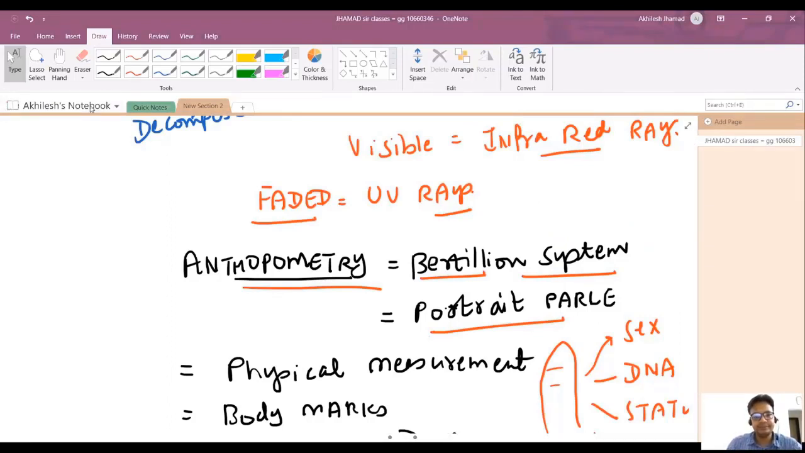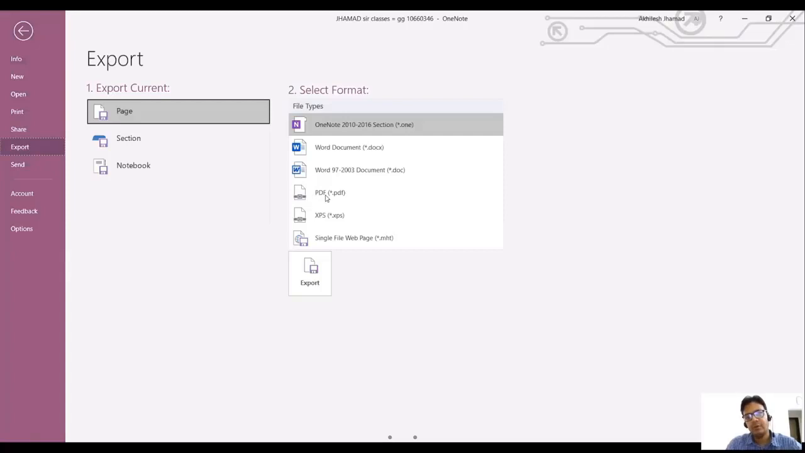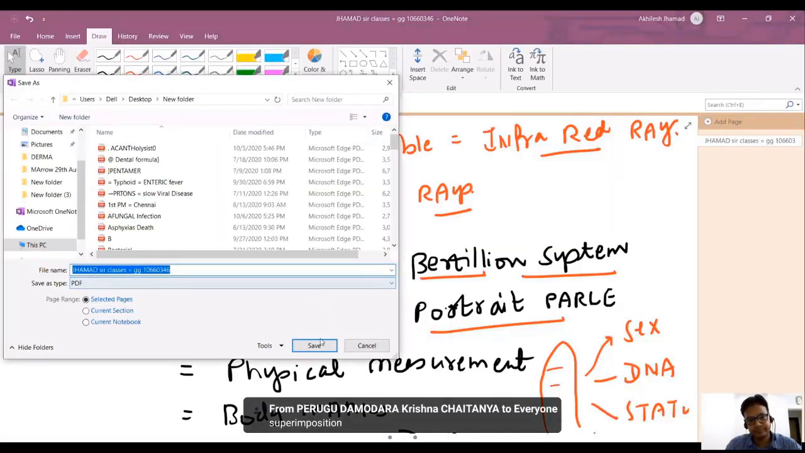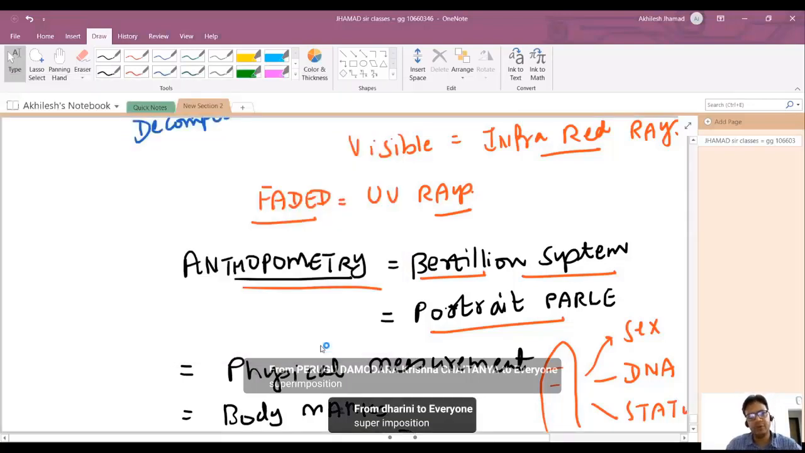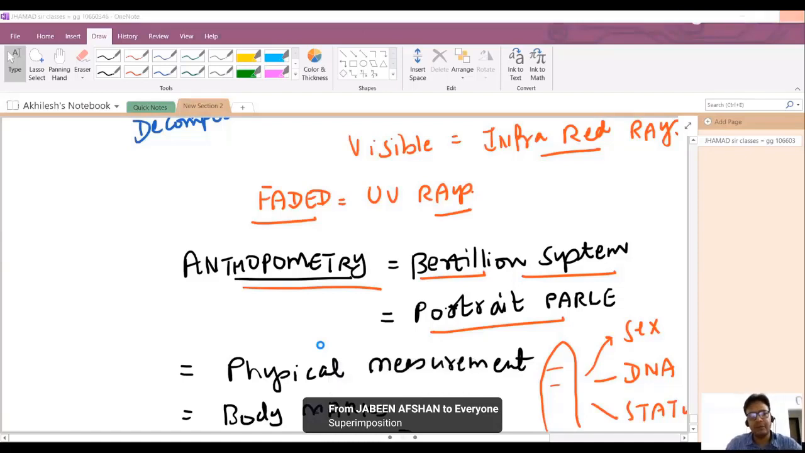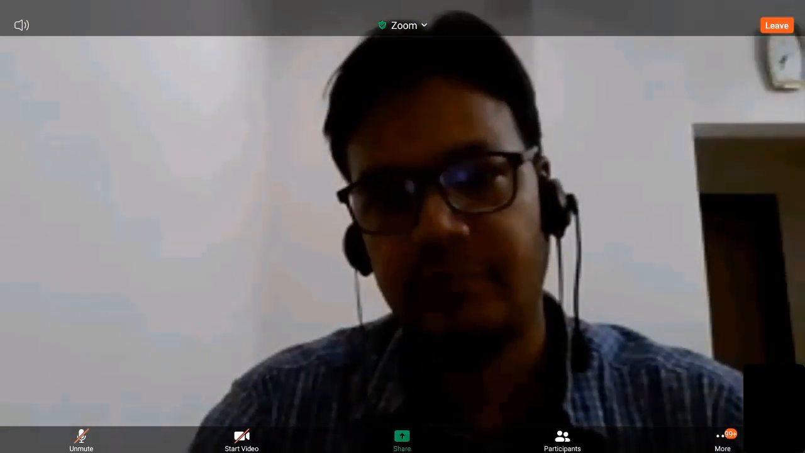Now write down some questions. Which technique uses skull X-ray? Superimposition technique. For a faded tattoo mark, which technique is used? Ultraviolet rays.